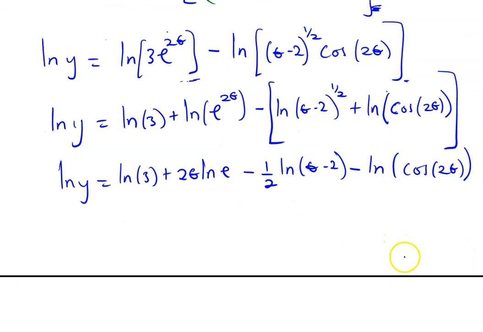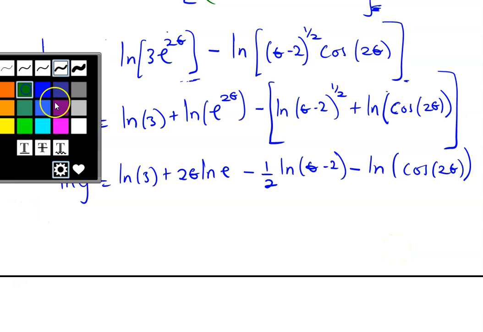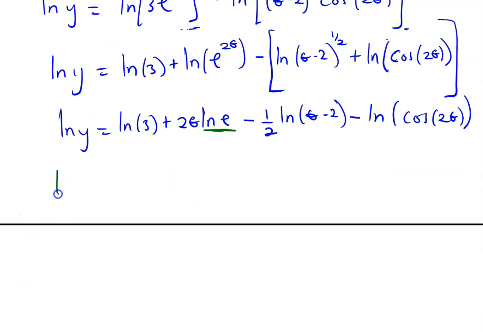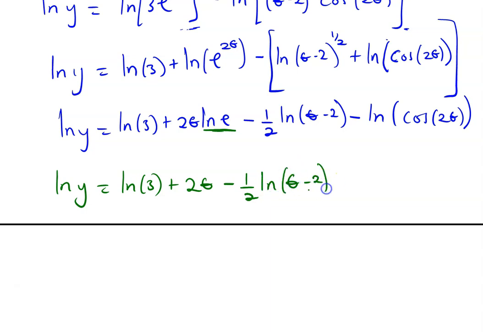So at this point, we can still simplify something. See, length e. That is the rule. If you pick your calculator, you can enter it, length of e is 1. So we will get length y equal to length of the constant plus 2θ minus half length of θ minus 2, minus length into bracket cos 2θ. Very good. We are almost there.